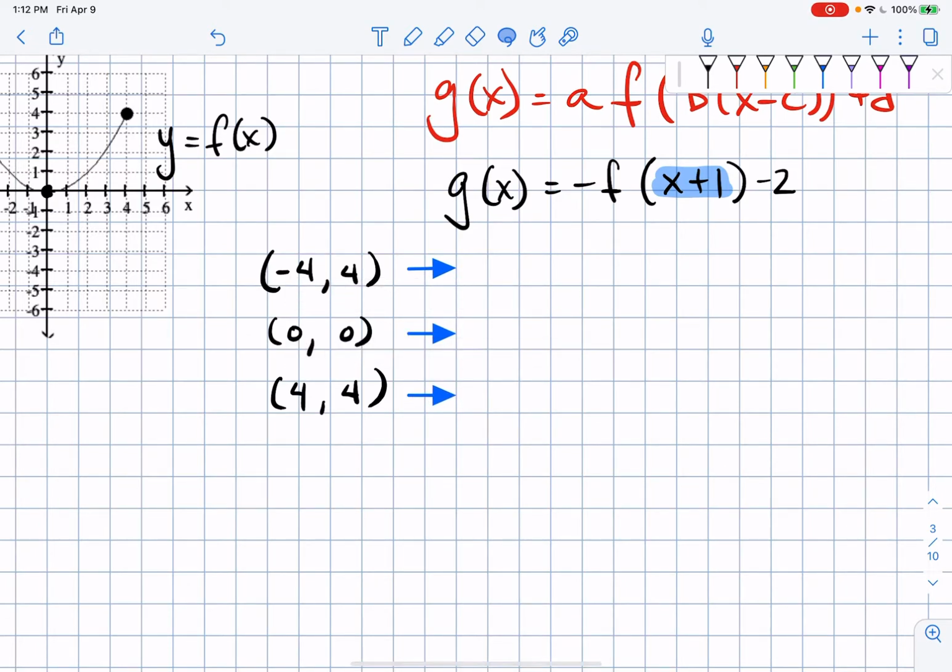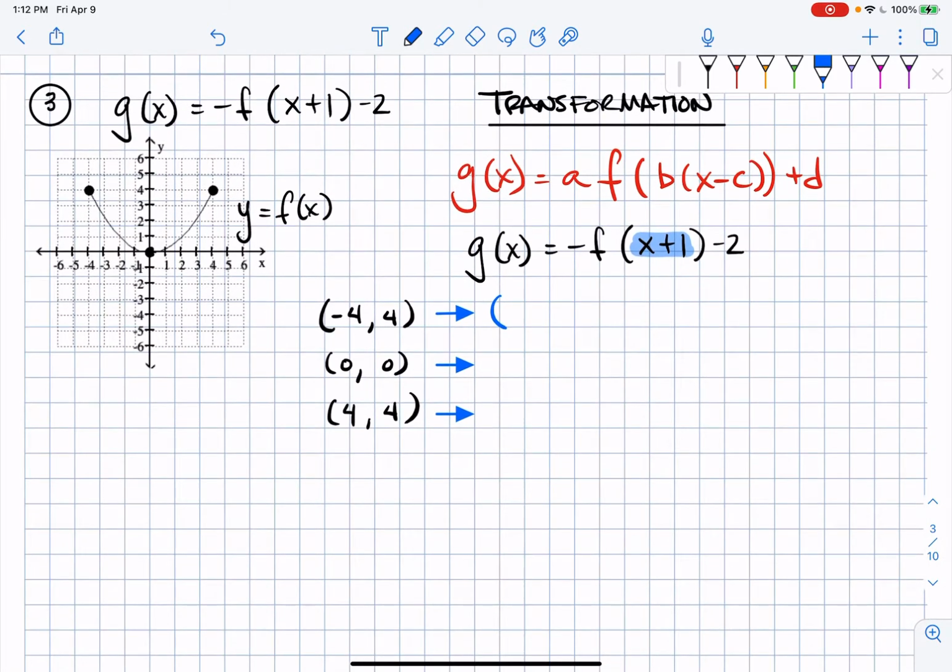All right, so there we go. So what's going to happen? This tells me I'm going to shift left 1. If I'm shifting left, that means I'm affecting the x value to the left 1. So what happens to negative 4, 4? Well, if it's shifting left, it's now negative 5, 4, right? Since it's affecting the x, nothing should happen with my y value. The 0 shifted left 1 is going to be negative 1 now. The 4 shifted left 1 is now going to be 3.